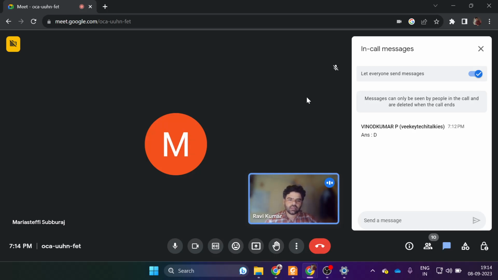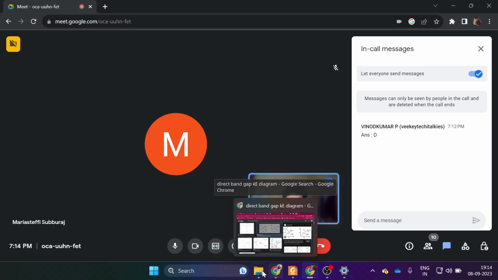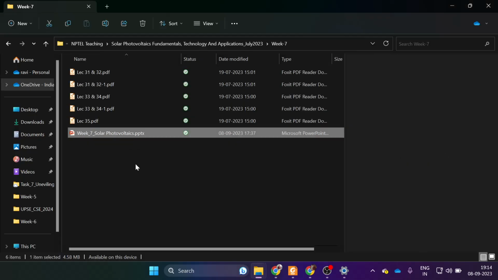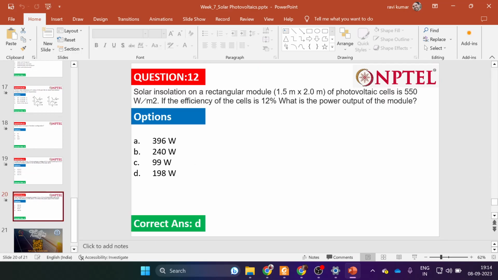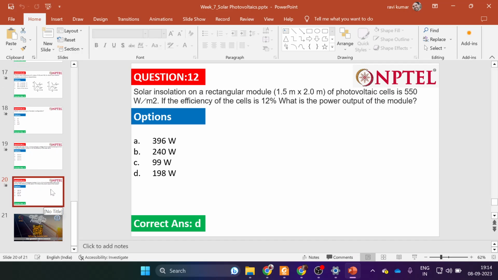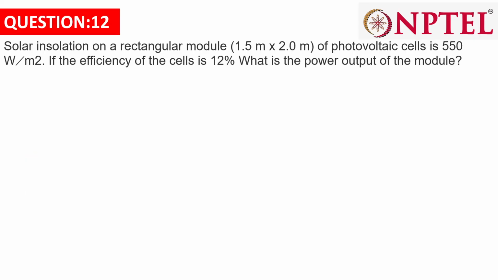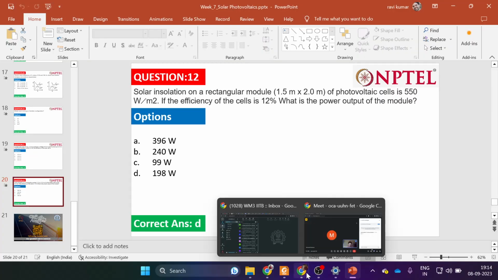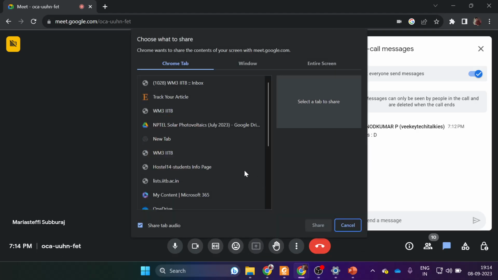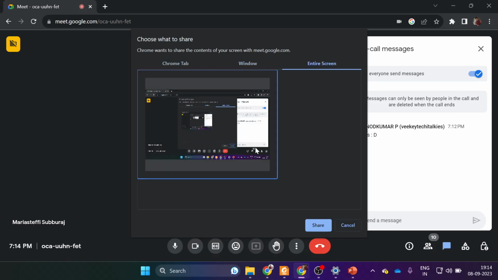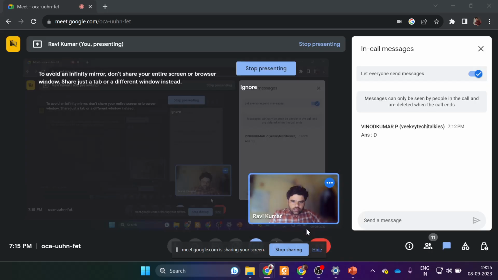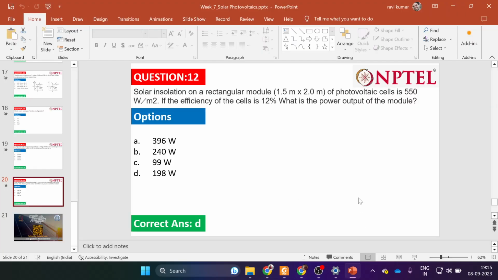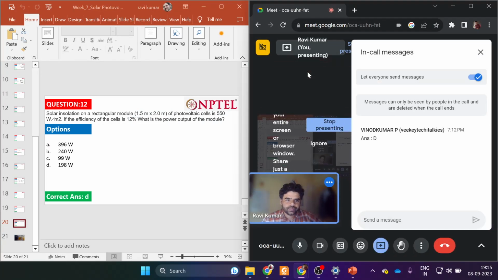I'm trying to connect my other device. Yes, this was the question we were discussing about.